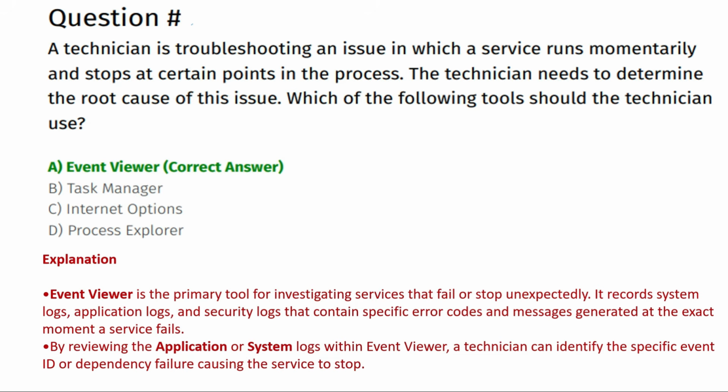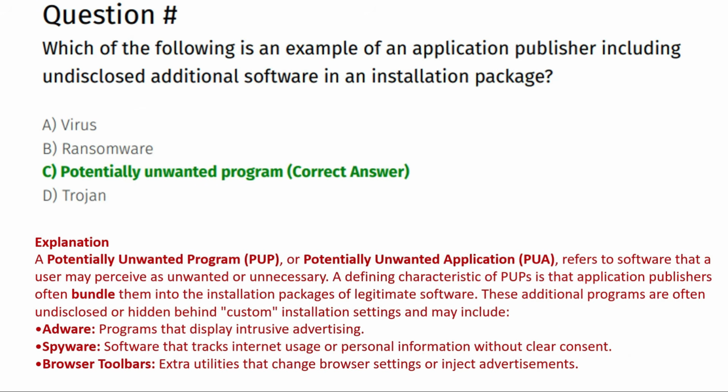Event Viewer is the primary tool for investigating services that fail or stop unexpectedly. It records system logs, application logs, and security logs that contain specific error codes and messages generated at the exact moment a service fails. By reviewing the application or system logs within Event Viewer, a technician can identify the specific event ID or dependency failure causing the service to stop. So that's why the correct answer for this question is option A, Event Viewer. So let's move to the next question.